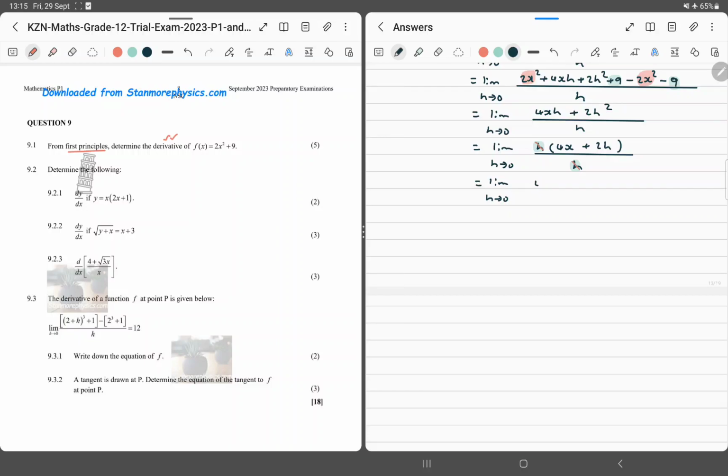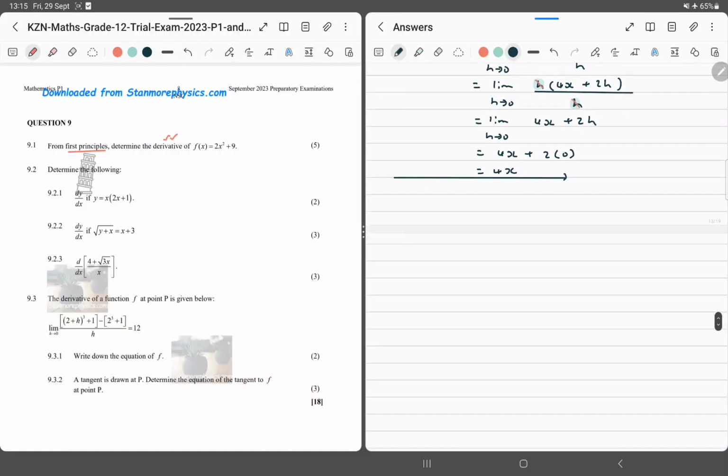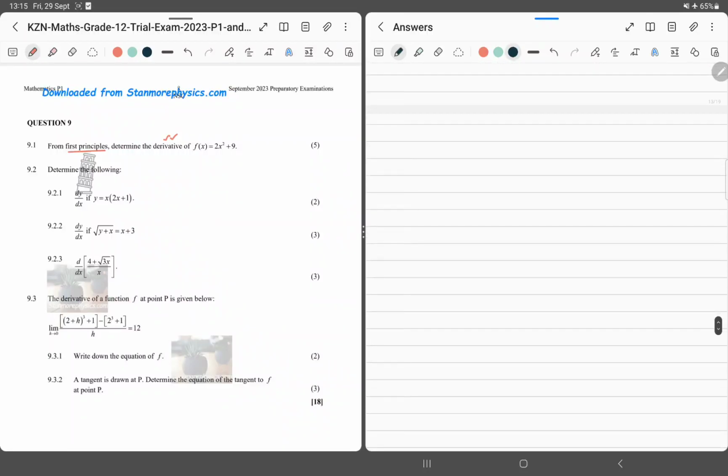So this is the limit as h tends to 0 of 4x plus 2h. Nice and easy. So now we can say this is 4x plus 2 times h at 0. So we drop the limit, and this is equal to 4x. And wow, it has been a pleasure. So we know we did it well. Not even going to show you the marks. This one is pretty standard.